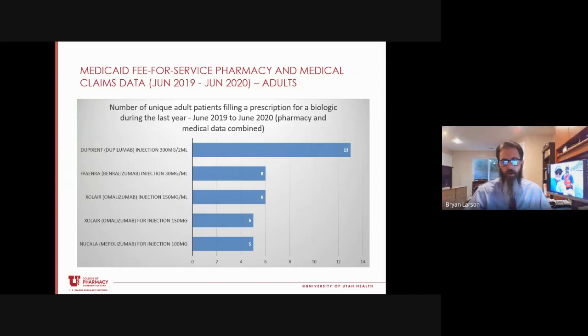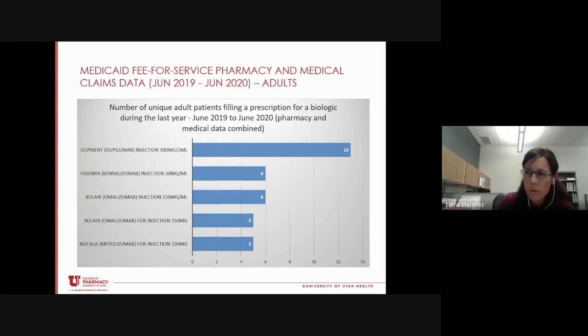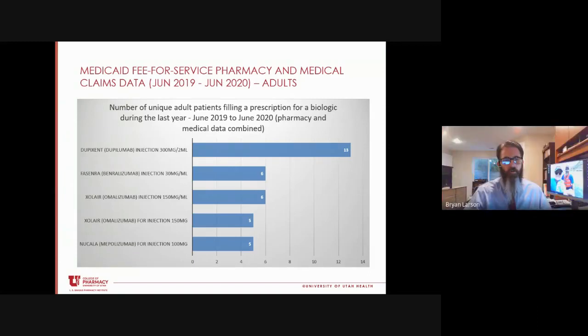Okay. And are the indications the same for those, or are they different? No, they're the same. Okay. Thank you for noticing that, Nicole.